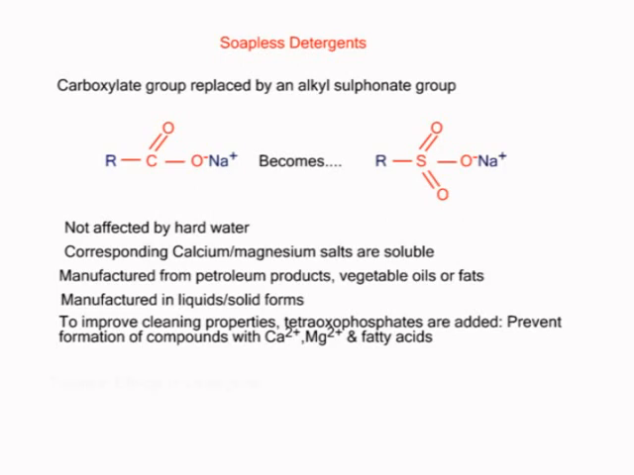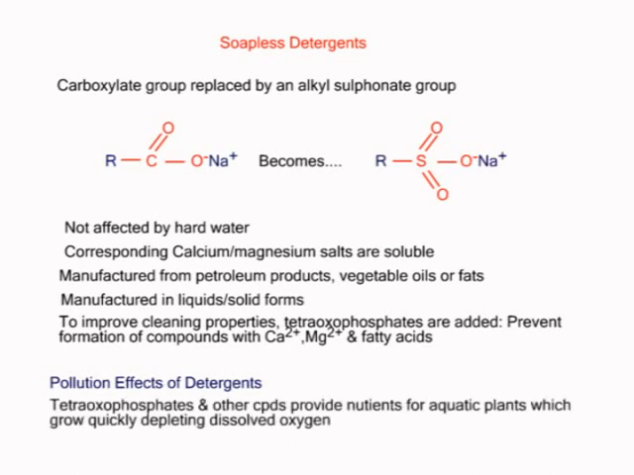Now, there is a disadvantage, that is pollution by detergents. The tetraoxophosphate and other compounds added to remove calcium and magnesium ions during cleaning, when released to water bodies, provide nutrients for aquatic plants like algae and water hyacinth. The population of the aquatic plants grows quickly, making use of the dissolved oxygen in water. Lack of oxygen in the water causes death of aquatic life due to high biological and chemical oxygen demand.